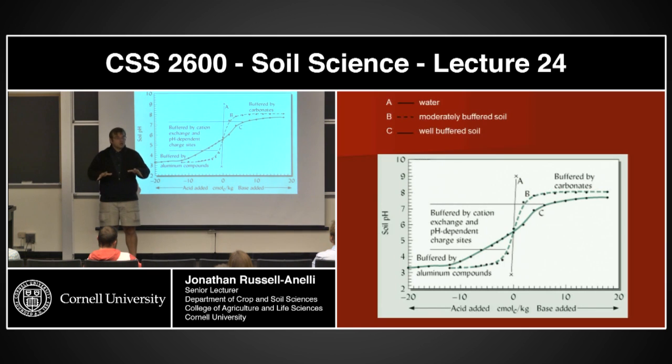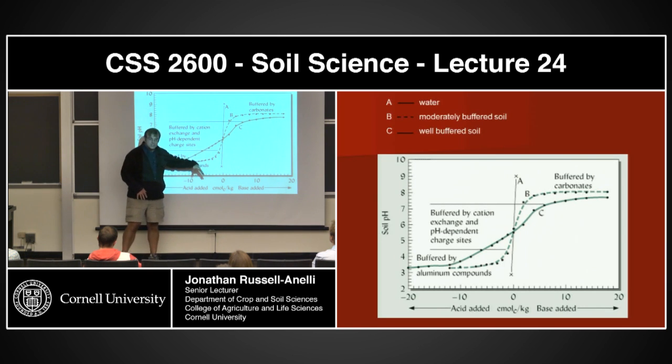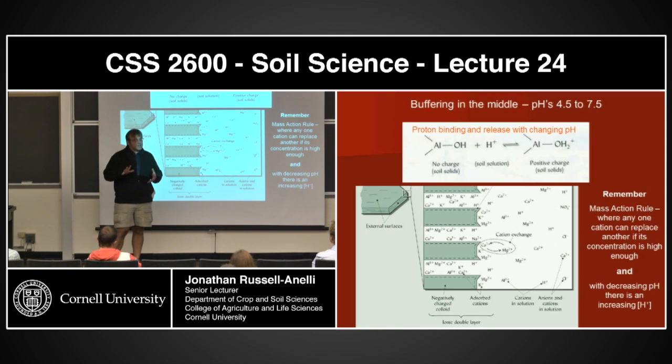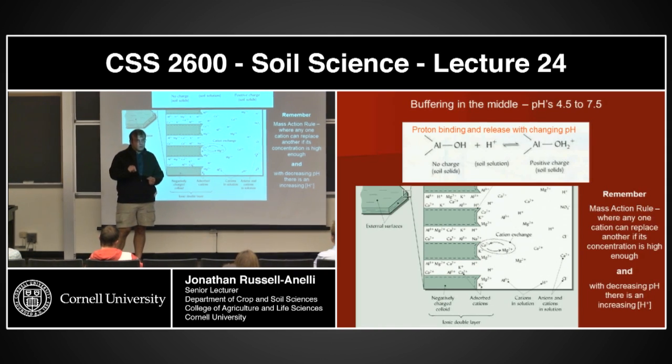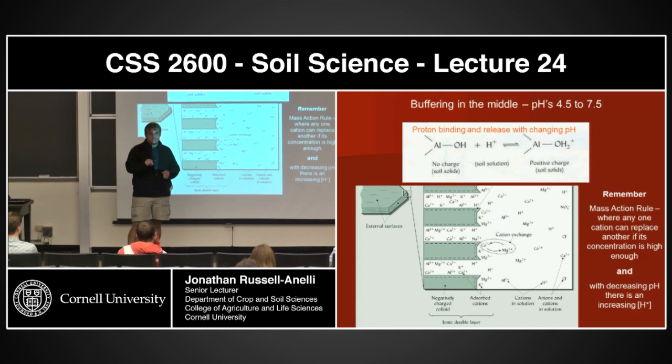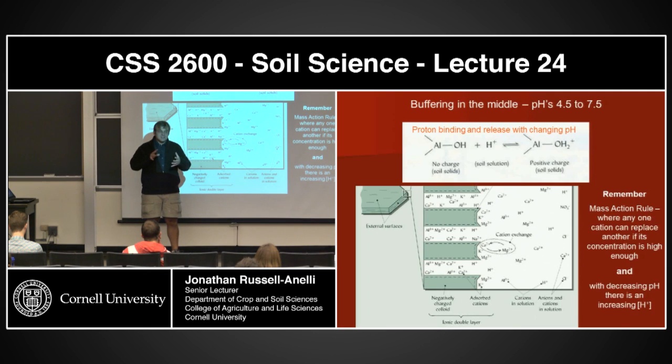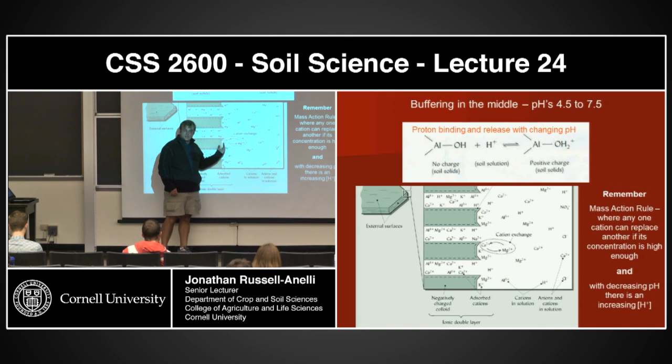Now, there are controls on this change in pH at different pHs. Now that sounds strange. Okay? There are different controls on the buffering at different pHs. At the mid-level, between basically 4.5 to 7.5, because there are a lot of bases still on these cation exchange sites, the bases themselves act as a buffer to pH change.